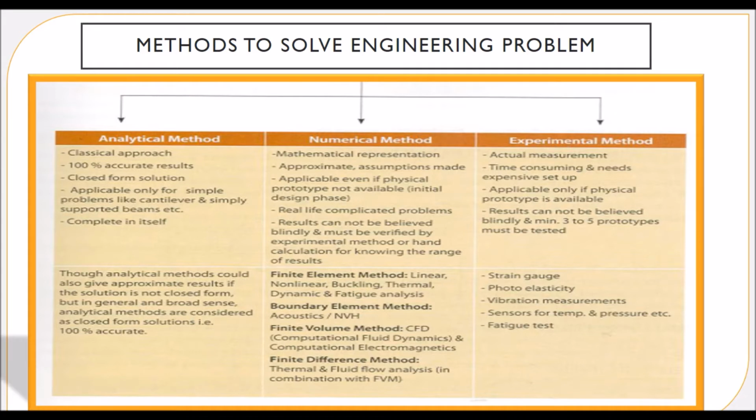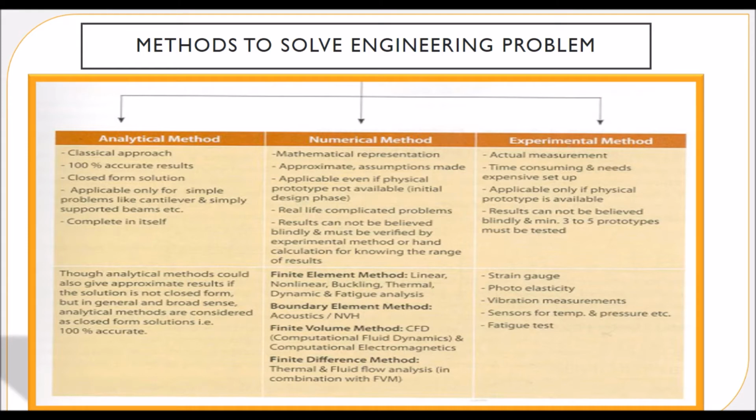Okay, next is the experimental method. In experimental methods, it gives the actual measurements. It is time consuming and needs an expensive setup. Applicable only if a physical prototype is available. Results cannot be believed blindly and a minimum of 3 to 5 prototypes must be tested.